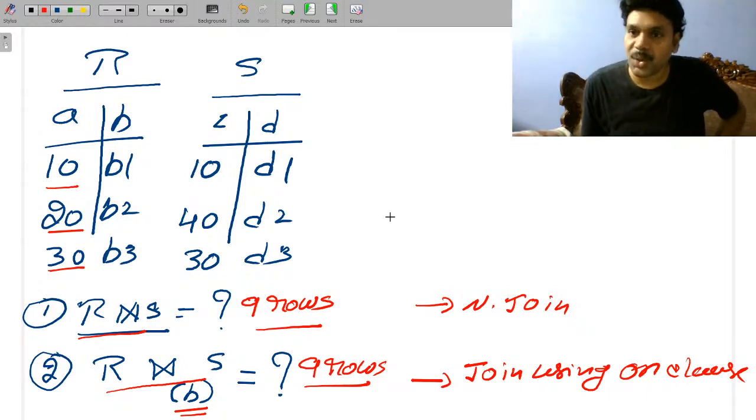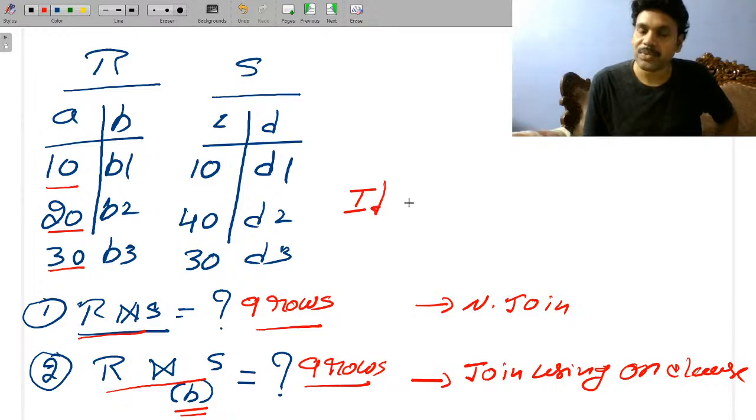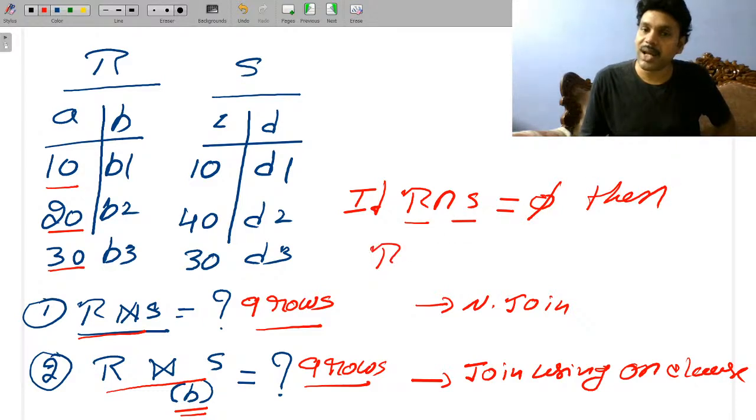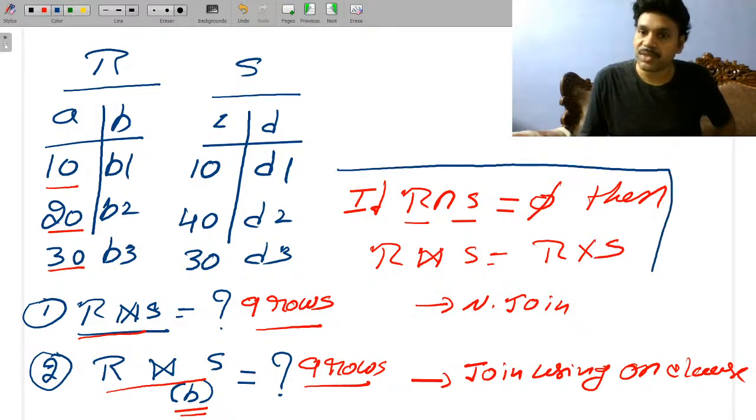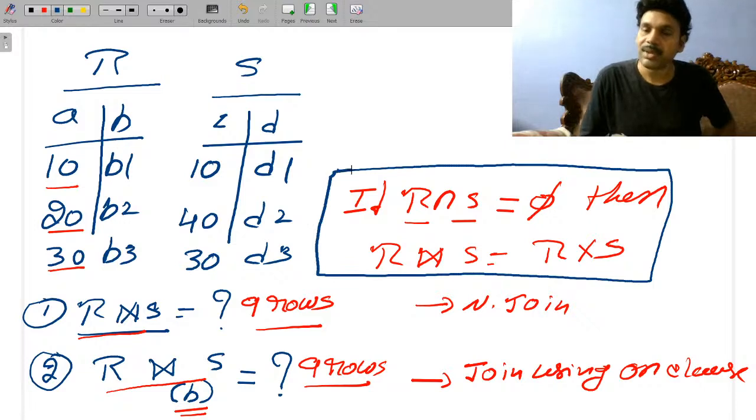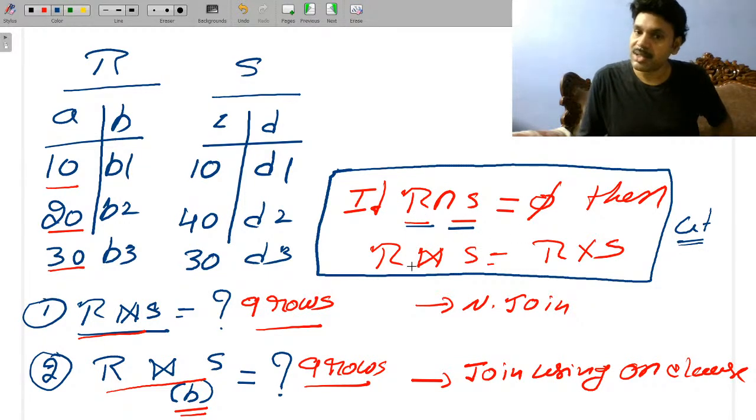This is the secret I want to reveal. Observe now. If there is no common column between R and S, then your natural join automatically becomes R cross S. This is the secret. Please don't reveal this kind of secret to any of your friends. This is a very, very important question in GATE. When there is no common column between your joining relations, then R natural join S, or R natural join with the B mapping, will give you what? R cross S only. All of you clear?